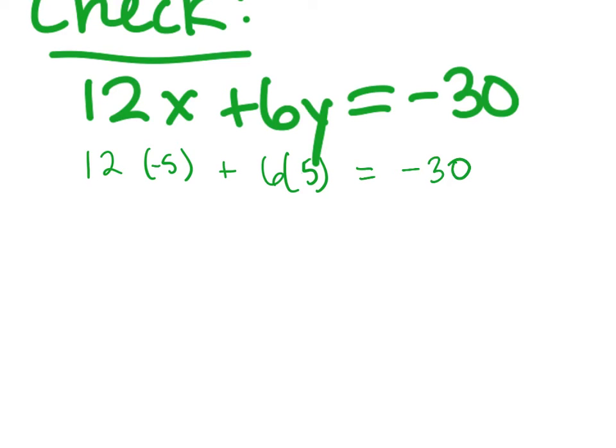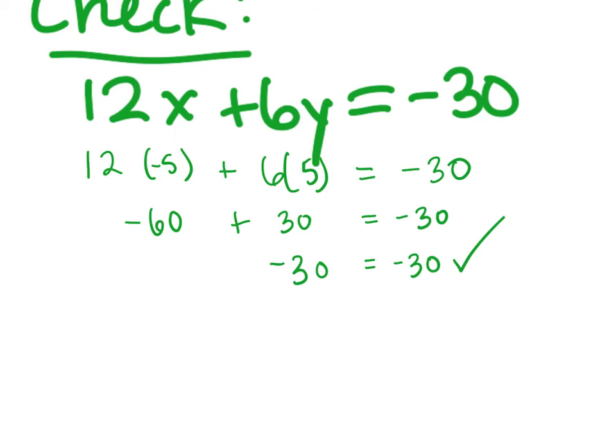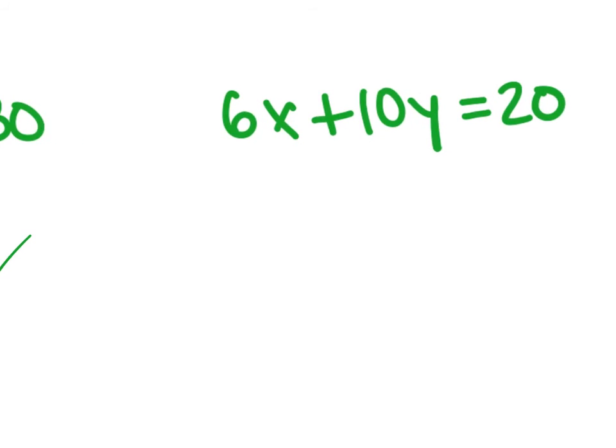Okay, so 12 times -5 is -60. 6 times +5 is +30. -60 plus a +30 is, in fact, -30, so I can call that one good. Let's scoot on over to the next one.